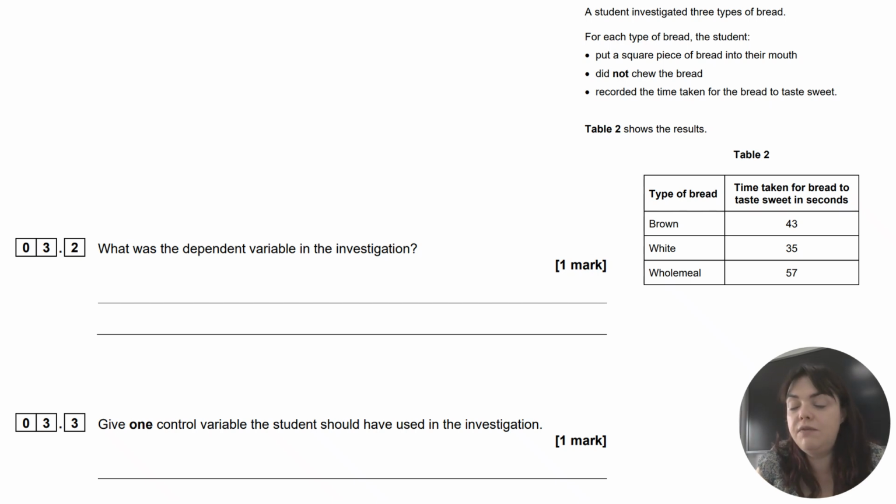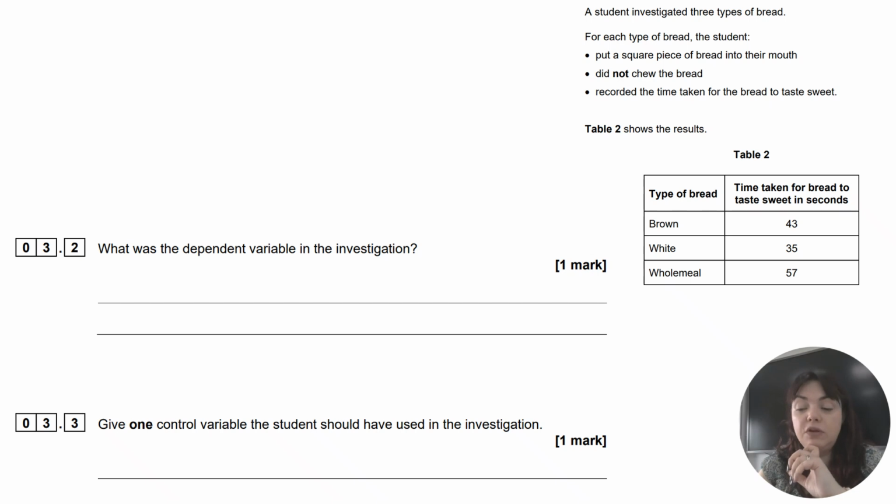Okay, so here we have an investigation where a student has investigated 3 different types of bread. For each type of bread, the student has put a square piece of bread into their mouth. They haven't chewed it, and they've recorded the time taken for the bread to start to taste sweet. Table 2 shows the results. So you've got 3 types of bread: brown, white, and wholemeal, and then the time taken for the bread to taste sweet in seconds. The brown is 43 seconds, white is 35, and wholemeal is 57.